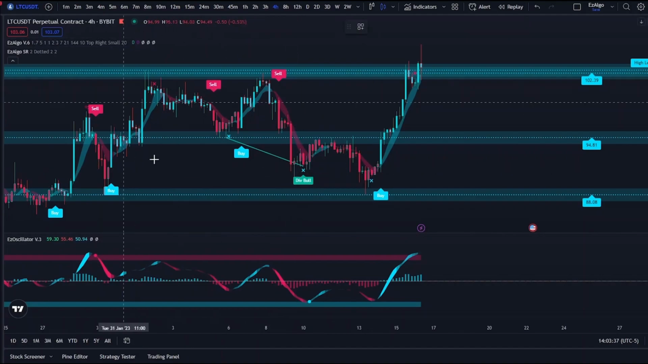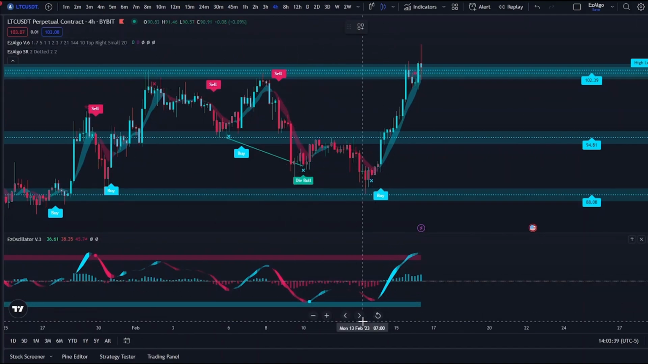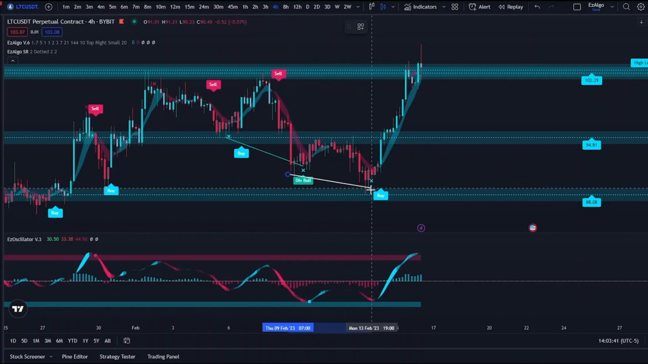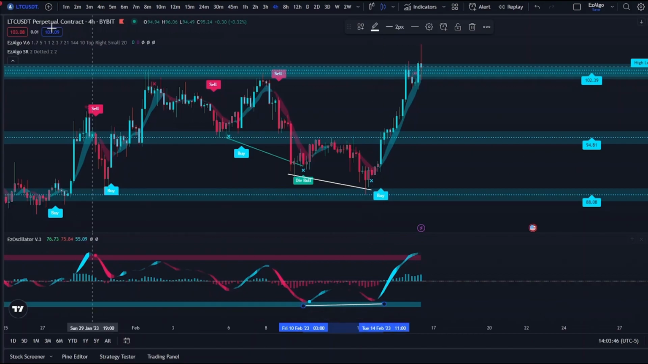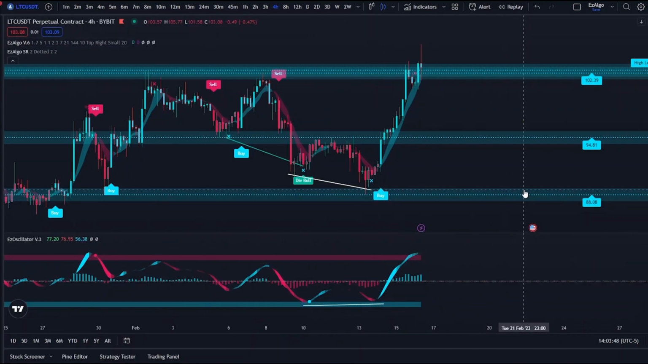The next thing you want to look towards is the oscillator, right? What is the oscillator doing? You can see that price is making a lower low as the oscillator is actually making a higher low, right? So when you see a bullish divergence like this, 80% of the time, it's going to be a winning trade.